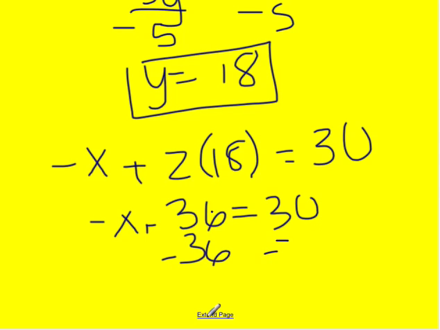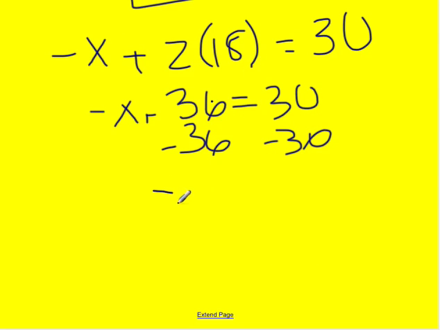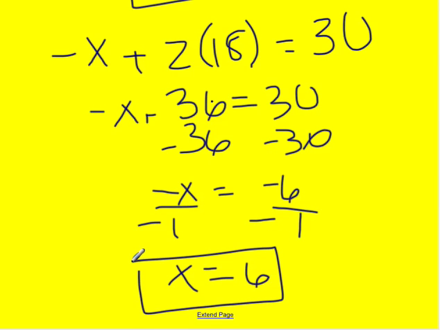And then I end up getting negative x is equal to negative 6. So to solve for x, I need to divide both sides by negative 1. And that will give me that x is equal to 6. So my two numbers are 6 and 18. Next, let's take a look at number 5.